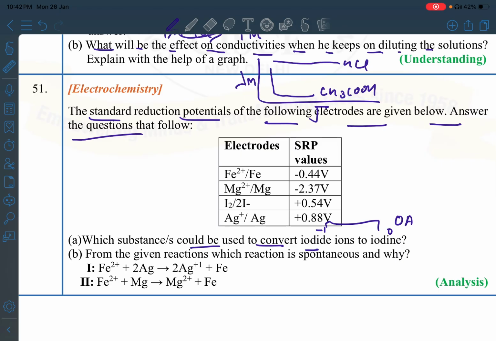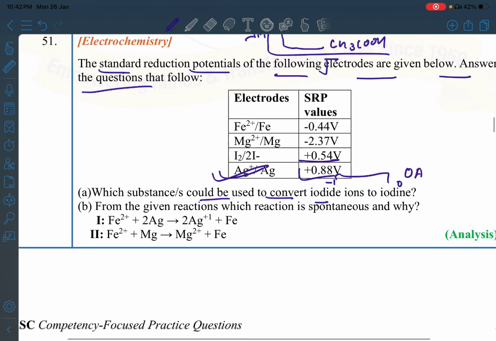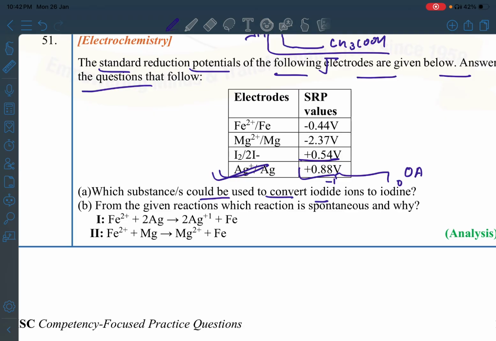So iodide will oxidize to iodine. Which one has a higher reduction potential than iodine? It is this one, Ag+. It has a higher reduction potential. Now tell me, from the given reactions, which is spontaneous.